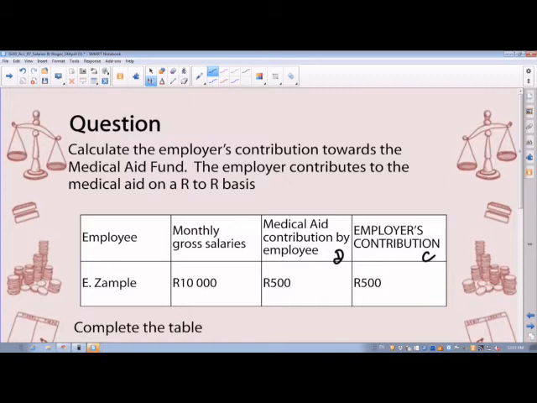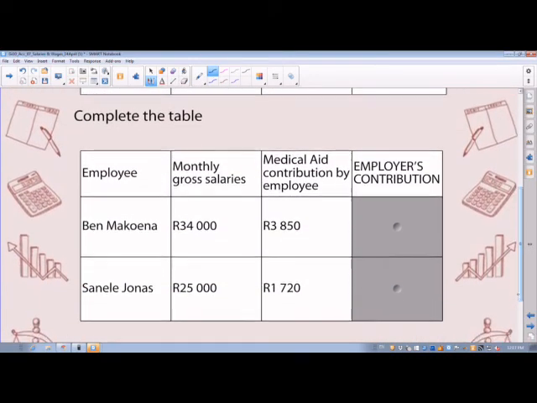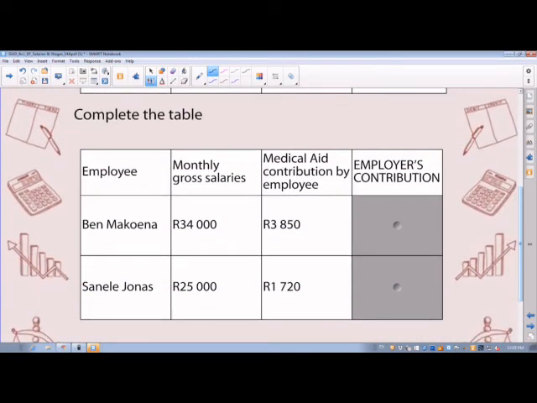I want to give you time to quickly complete the employer's contributions for medical aid, Ben Makuna and Sanele Jonas. So I'm going to give you 1 minute to complete these 2 questions.